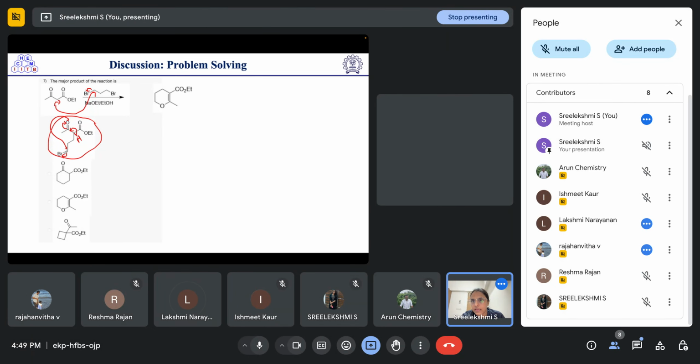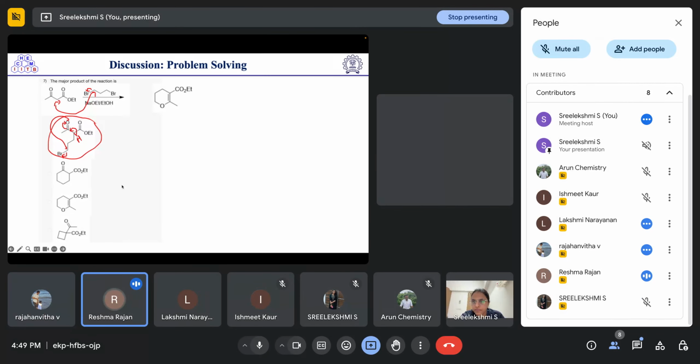Okay, thank you. If it was ester on both sides, this O minus would not attack that much in SN2 fashion. It cannot attack that much, and that enol will not be that stable. But in this case, it is attacking through oxygen, not through carbon. So first C alkylation is happening, then O alkylation is happening here.